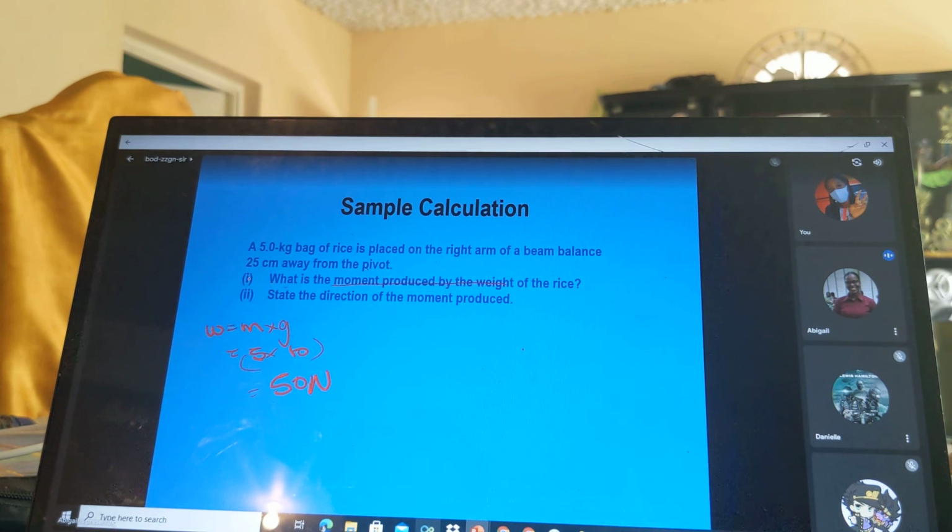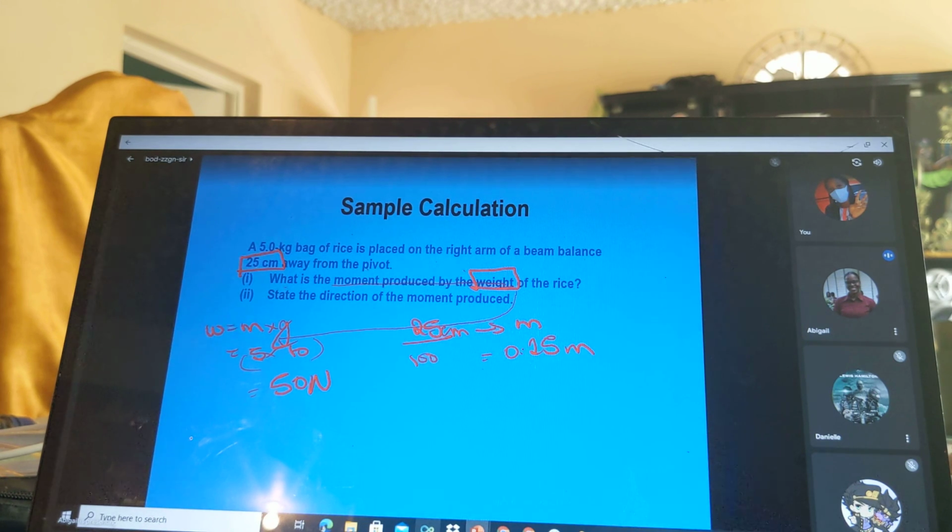We are also working in SI units, so anything you see in centimeters, you convert to meters. So 25 cm divided by 100 is equal to 0.25 meters. Now we need to find the moment produced by the weight of the rice. See the hint here? That is how I know we need to find the weight, because it said the moment produced by the weight of the rice.